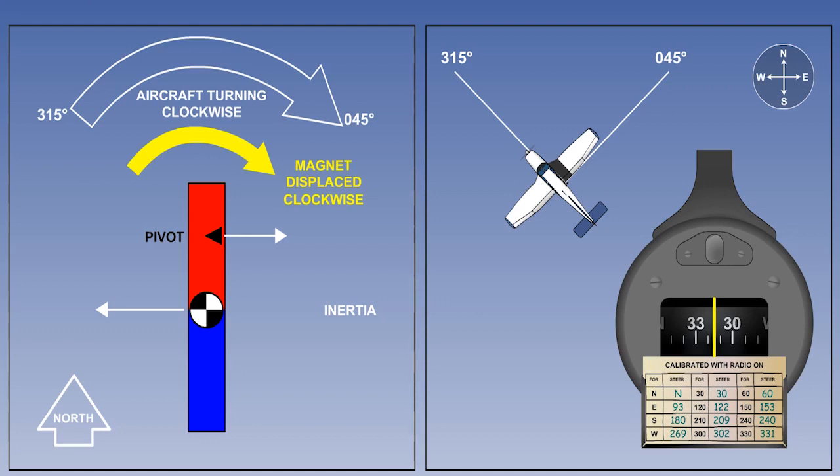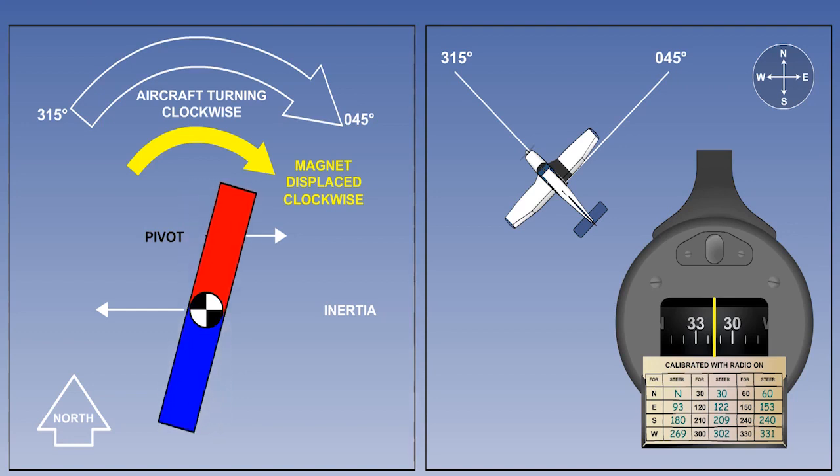During the turn, the magnet will be dragged to the right by the pivot point. However, the inertia will react through the centre of gravity. As these forces are not in line, there will be a couple causing a turning effect, moving the red end of the magnet to the right.